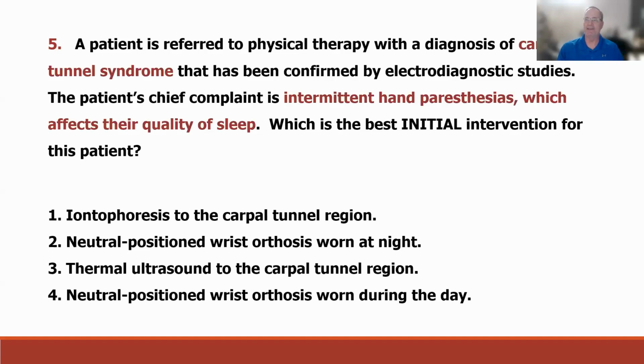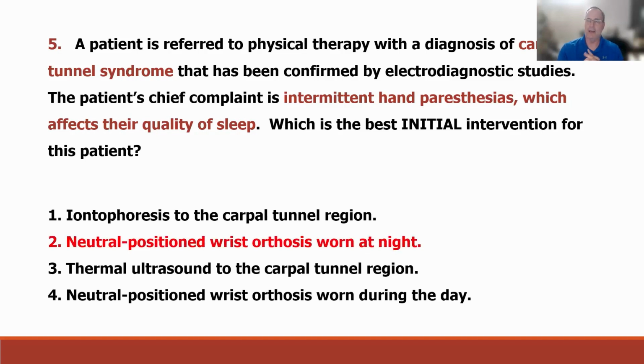So let's bring in some of these highlights. We know this patient has carpal tunnel syndrome. It's always nice when they tell you the diagnosis, and then you have to figure out what the appropriate intervention is going to be. The patient's chief complaint is intermittent hand paresthesias, which affect their quality of sleep. What is the best initial intervention for this patient? 94% of you chose number two, and that is indeed the correct answer.